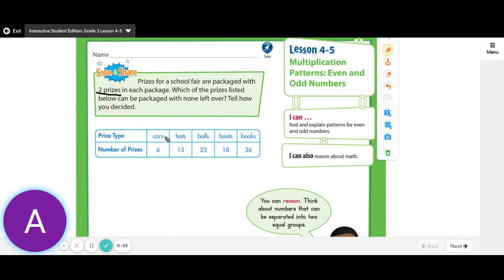So cars, there's 6 prizes. I know 6 can be divided by 2. 6 divided by 2 is 3, so that would give even groups, so we can write yes. Hats, 15. We know 14 and 16 are even numbers, but 15 is not, so it would be a no. 23, I see it ends in a 3, so I know that's an odd number, so we would not be able to split it up into 2 equal groups. Boats is an even number, 18, so that one we could split up into even groups. And 36 is also even, so we could split that up into 2 even groups. Let's turn our page.